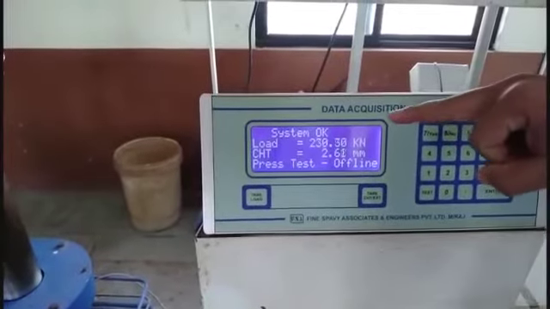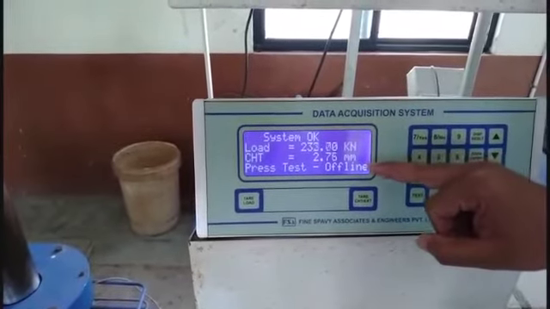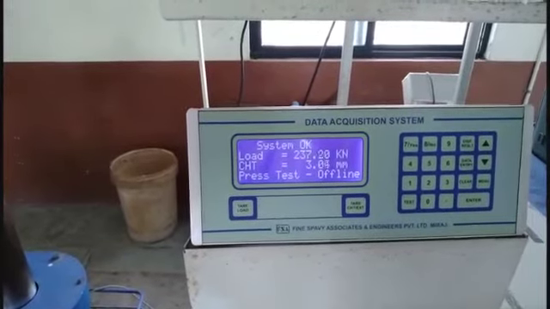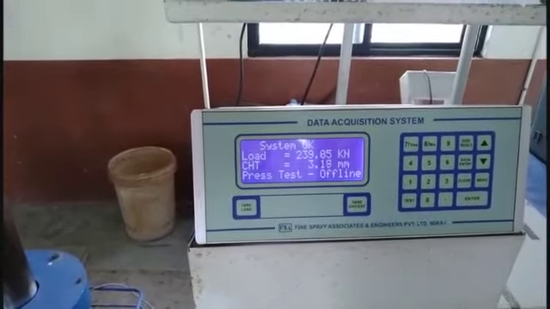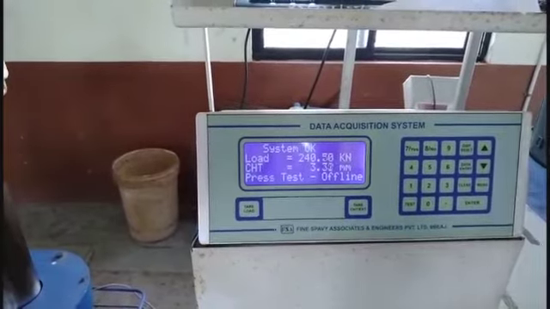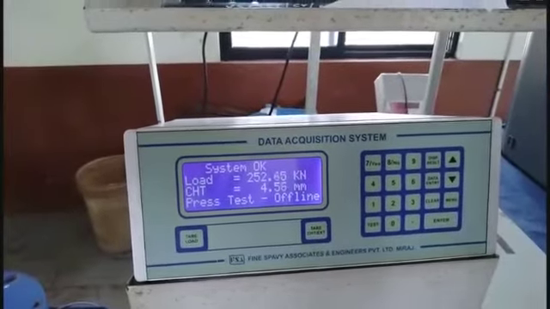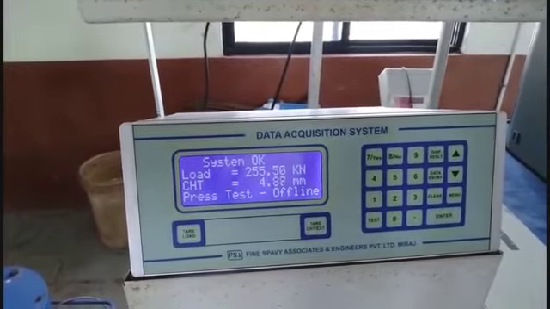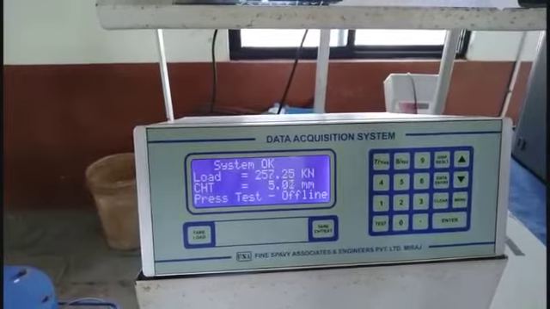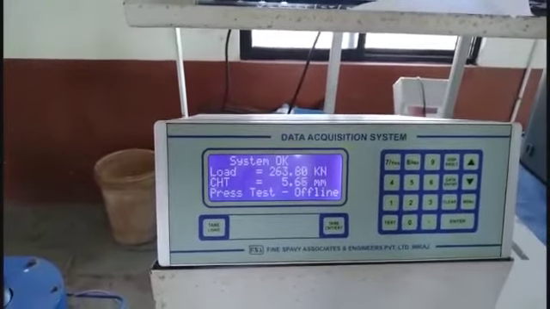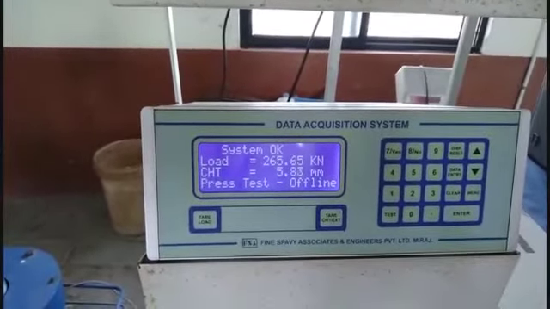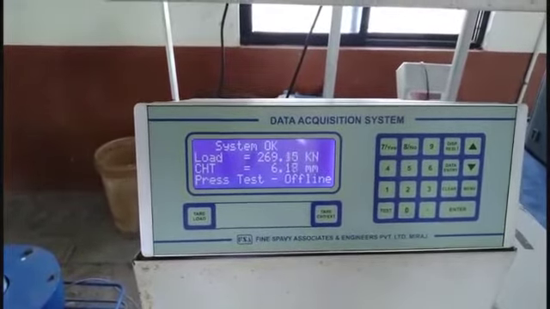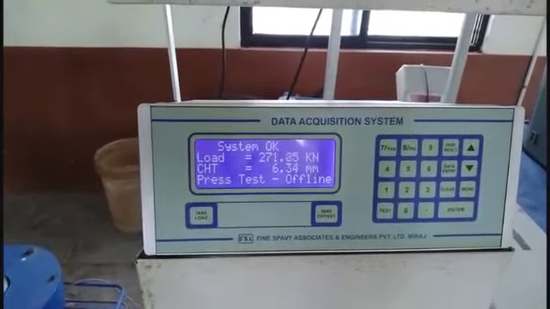Now the load is 229 and it has compressed by 2.78 mm. We will see the maximum load, how much it will take to fail. Now the load is 252.53 and it has compressed by 4.9 mm. The diameter of the specimen will increase at the center. It will bulge.